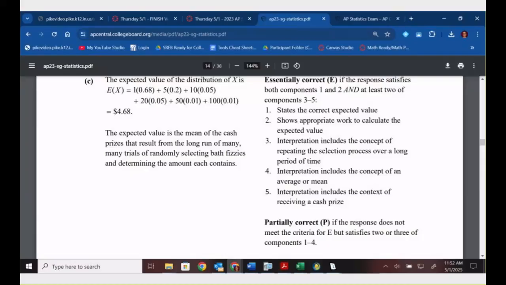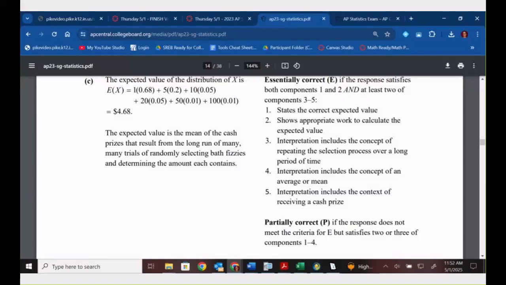States the correct expected value. So expected value, again, you take the value times the probability plus the value times the probability for all of the values and probabilities in the table, and you add those all together. Shows appropriate work to calculate the expected value.